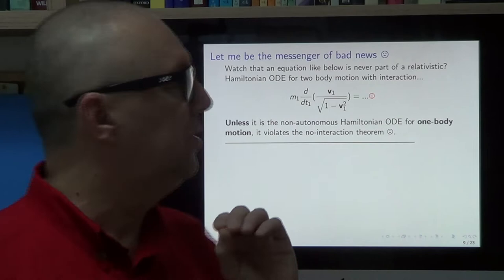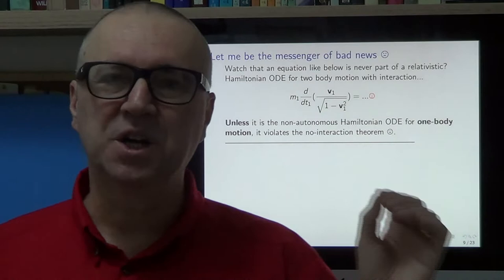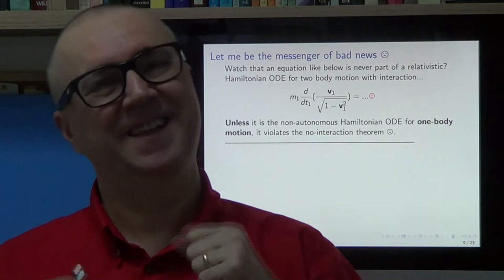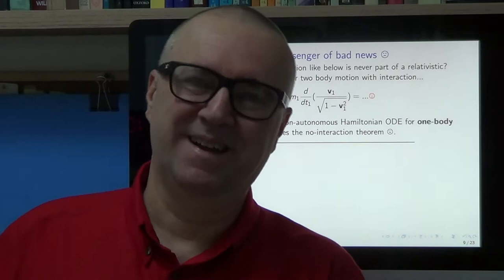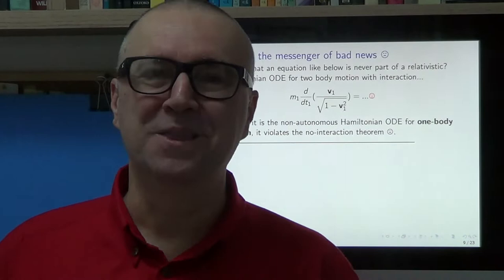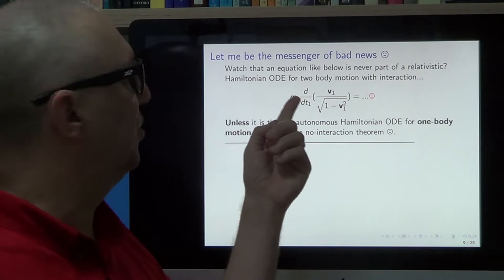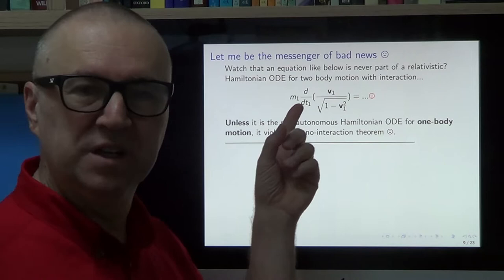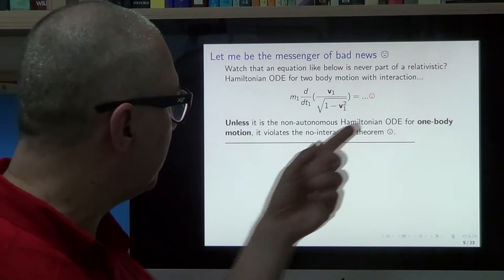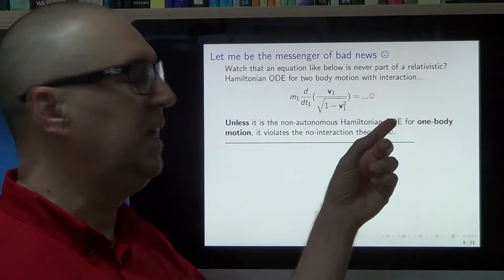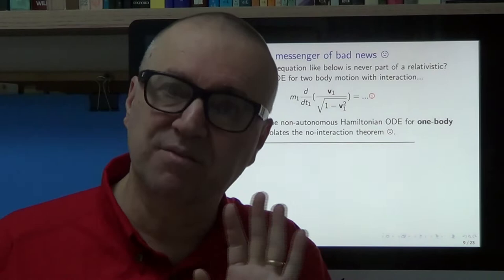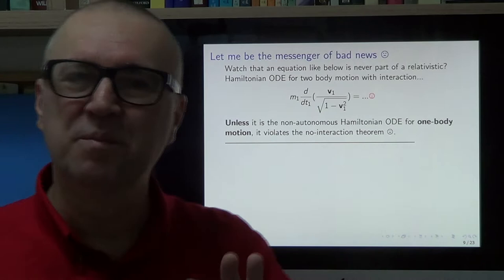Let me continue to be the messenger of bad news, because there are people that dream that they have a theory of everything. They're out there. Somebody told them that with 19 parameters you make a theory of everything. Well, I will argue with you that this is not even a special case of their enormous divergent generalization, but let's see. Watch that an equation like below is never part of a relativistic Hamiltonian ODE for two-body motion with interaction. And this equation is the relativistic variation of momentum. Unless it is the non-autonomous Hamiltonian ODE for one body motion, it violates the no interaction theorem. So be careful if you're going to use your book in classical mechanics and make sure you use it for just one particle, okay? And with the given force here.